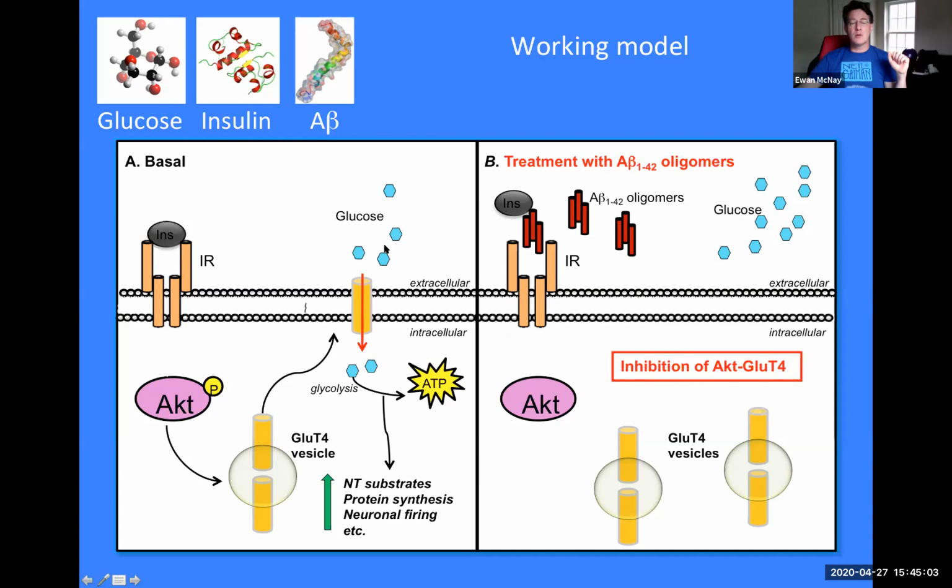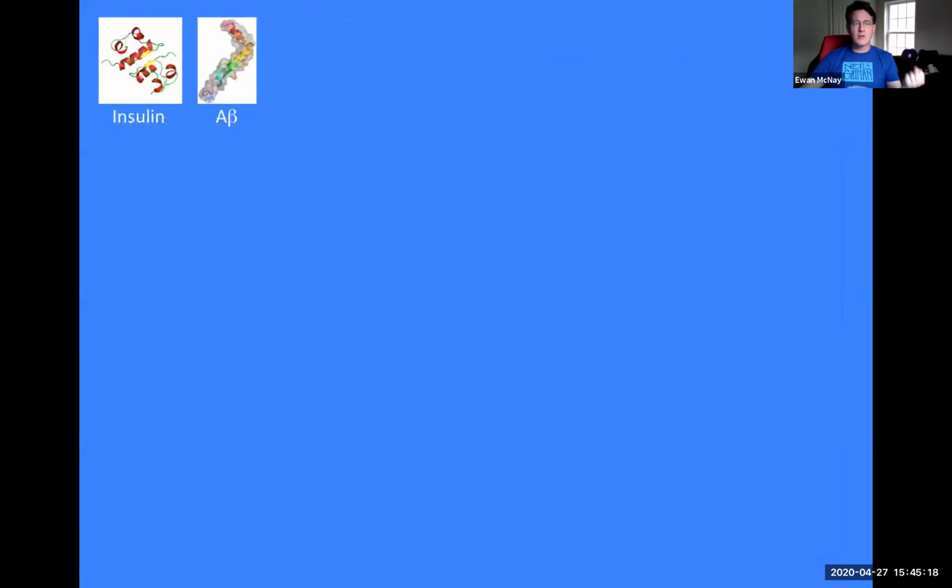And so the interaction of insulin and beta amyloid on glucose metabolism, on cell function, on memory, we think is in large part because of this effect on GLUT4, because of this specific glucose transporter as a common mechanism for insulin and beta amyloid.